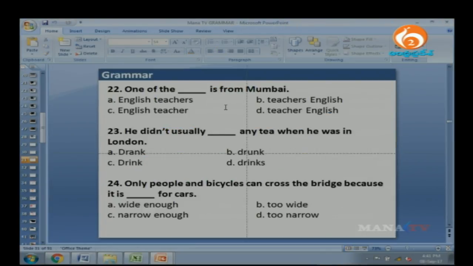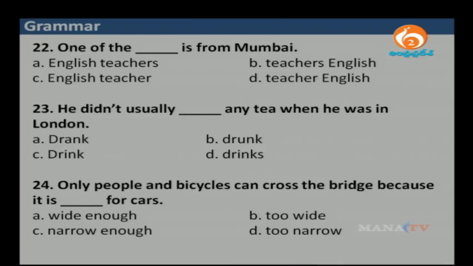Likewise, in this particular question, number 22, one of the English teachers, there are multiple English teachers, but one from those multiple English teachers is from Mumbai. So 22A is the correct answer.